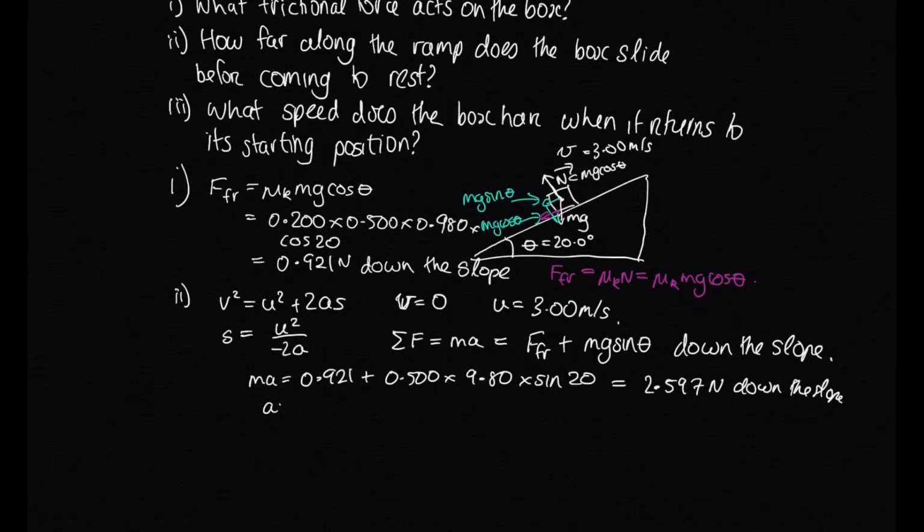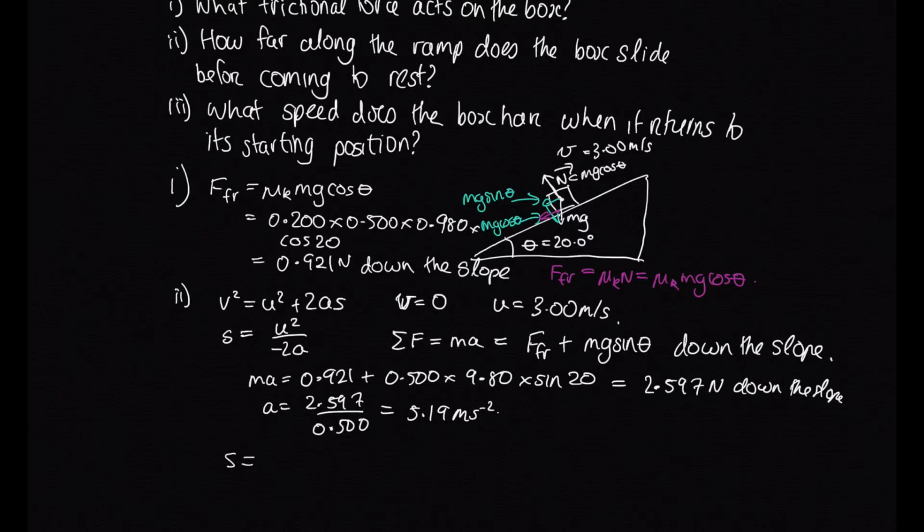So our acceleration is just this 2.597 divided by the mass, which was 0.500. So this is equal to 5.19 meters per second per second. Okay, so now we have the acceleration, and we can go back to our equation here to get the displacement.